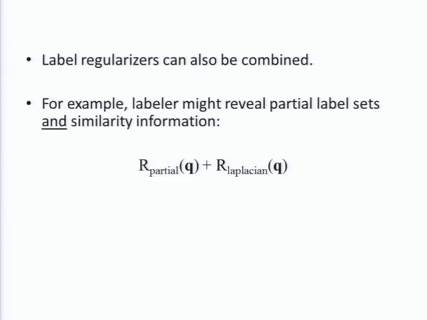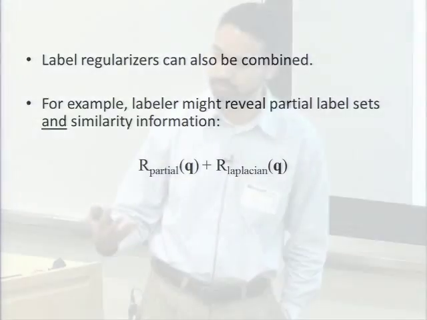These regularizers can also be combined. For example, if the labeler wants to tell you a set of labels per example and also similarity information, then that can be encoded using this simple sum.